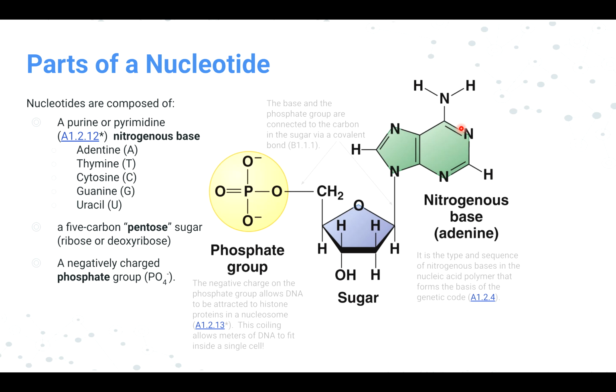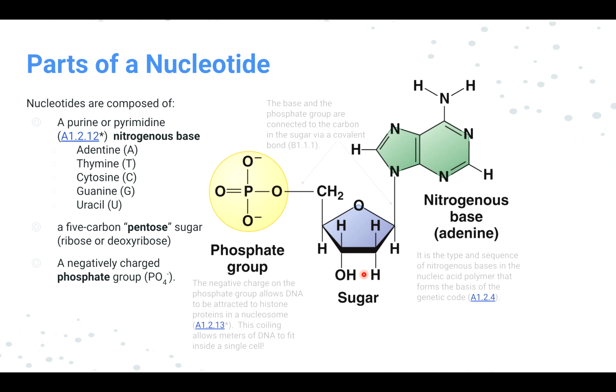So we have primarily five types of nitrogenous bases: adenine, thymine, cytosine, guanine, and uracil. And there is a five carbon sugar molecule which is called ribose in case of RNA, deoxyribose in case of DNA, and a phosphate group which is negatively charged.